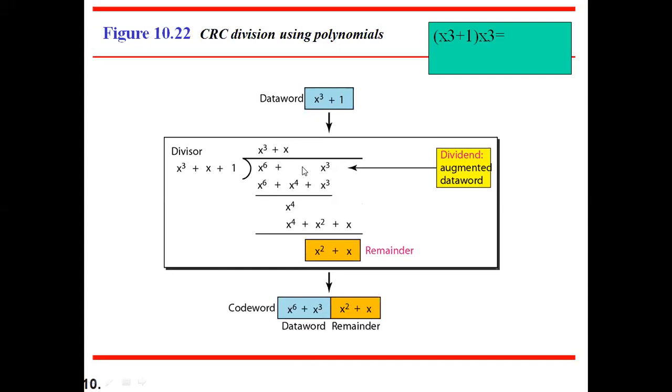Again, you have to perform the division in place of x to the power 6 plus x cube. You have to take this and again perform the division operation. If you get a remainder as 0, then the data word is accepted. Otherwise, the data word is rejected. So that is the decision you need to take.